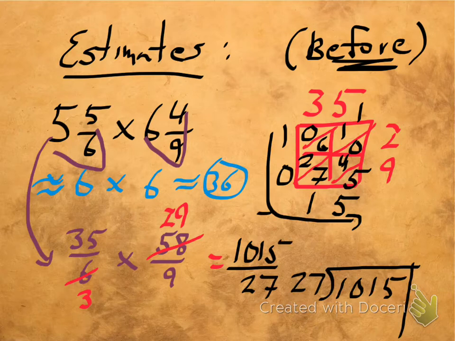All right, so 1,015 divided by 27. Well, our estimate was 36, right? Well, let's start with 30. Well, 30 times 27, well, what's 3 times 27? Actually, that's kind of a cool one. It's 81, so 810, right. Which leaves me with 205.